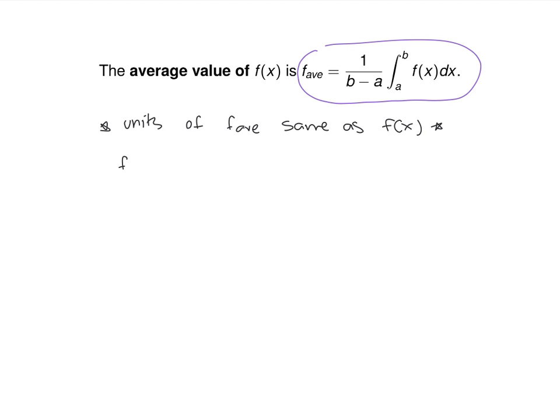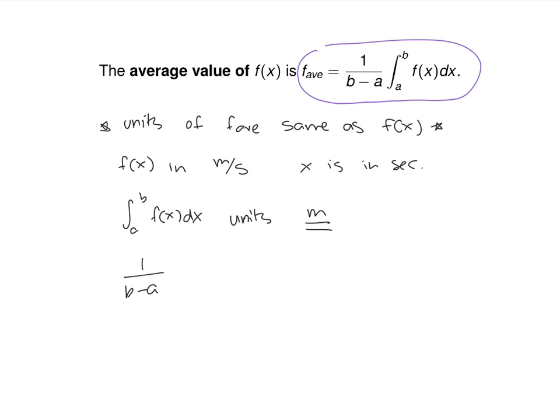So for example, if f of x was measured in meters per second, which implies that x is in seconds, the integral from a to b of f of x dx will have units meters, but the 1 over b minus a, that is x value, so that's going to have units 1 over seconds. Then multiplying them together we get meters per second, which was the same as the units for f. You can also think that f av is an average value of all of the f's, in which case they're talking about the same thing. It's just finding the middle one.